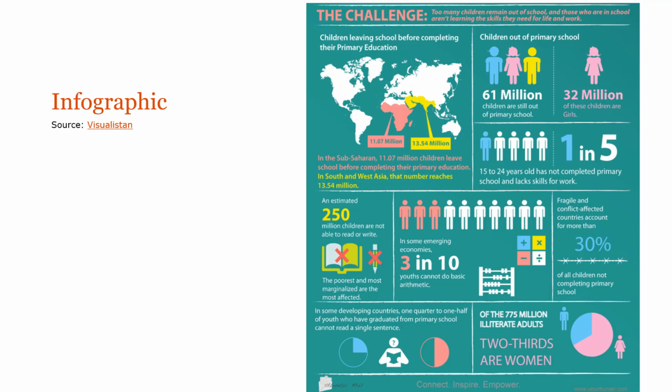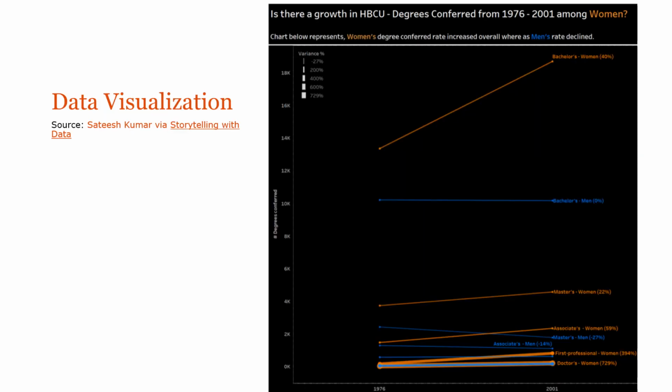However, data visualizations typically take the form of a graph or other kind of chart, like this one. This data visualization is a graph illustrating the changes in the number of degrees earned by women and men at historically black colleges and universities in the United States between 1976 and 2001. It's a little bit difficult to see, but this top orange line shows that the number of women who earned bachelor's degrees increased significantly, while the blue line below it indicates that there was virtually no change in the number of bachelor's degrees earned by men during that same period.